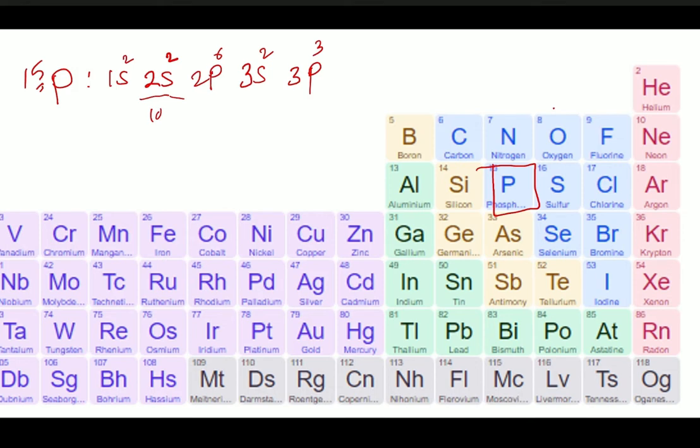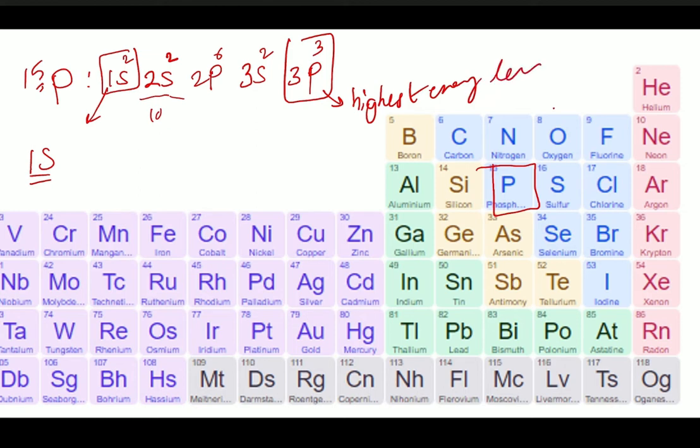Let's come here and see what the lowest energy level is. The lowest energy level is 1s. What is the highest energy level in this case? This is p, the highest energy level, right? Because it's the last one which is filled. The highest energy level is 3p.